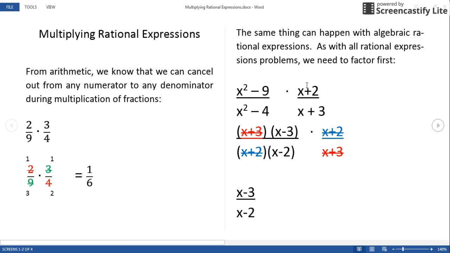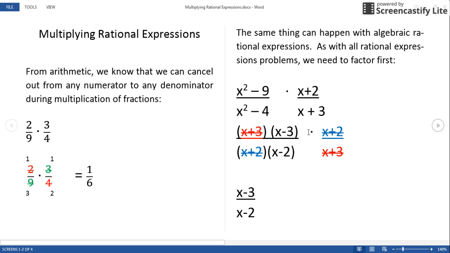So if we're going to get rid of this x plus 2, it would have to show up diagonally down here. Is x plus 2 something that could factor this? It is. X plus 2 and x minus 2. Likewise, this x plus 3 did not cancel straight up and down, so if I'm going to get rid of it, it's going to have to happen diagonally here. Is x plus 3 something that could help us with this? It is. X plus 3 times x minus 3.